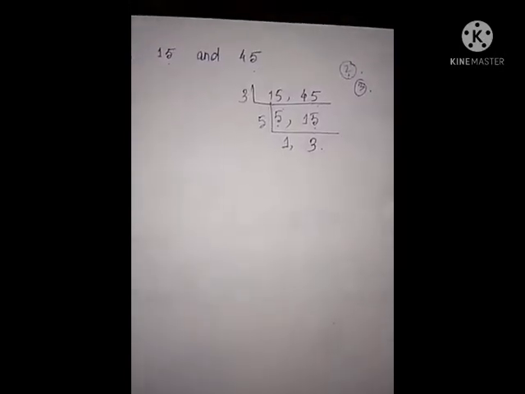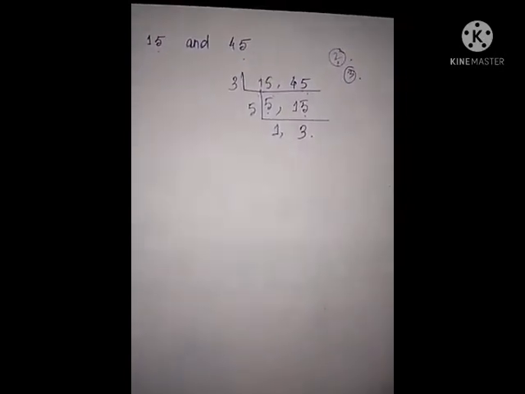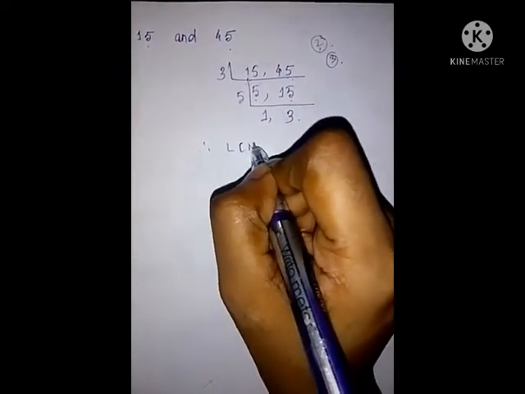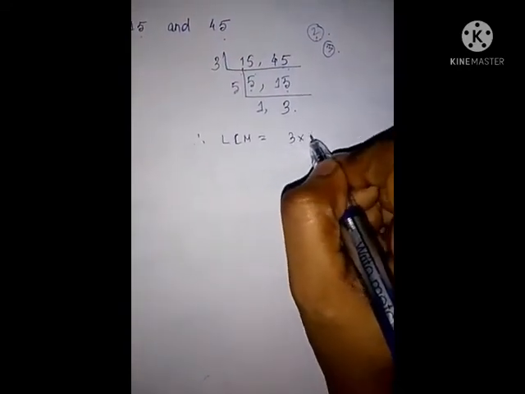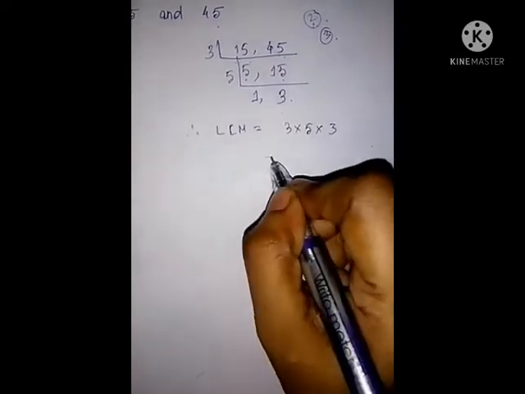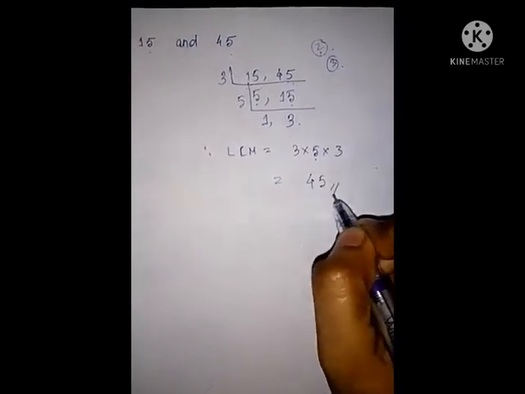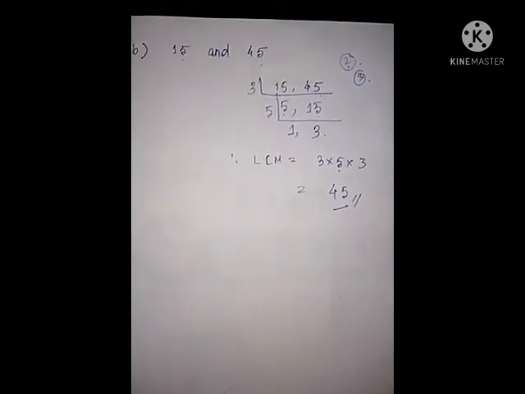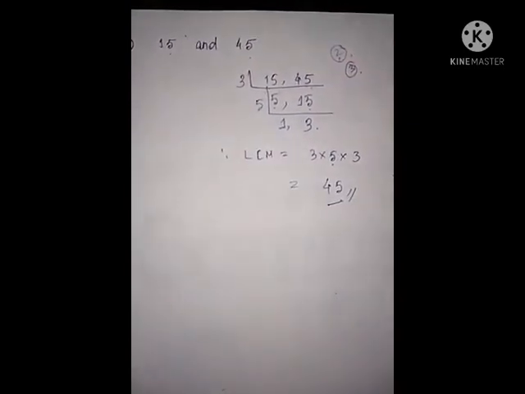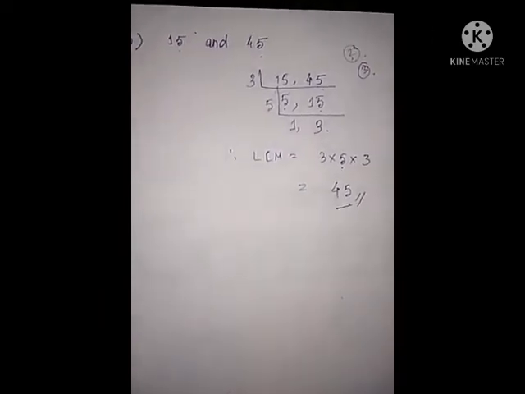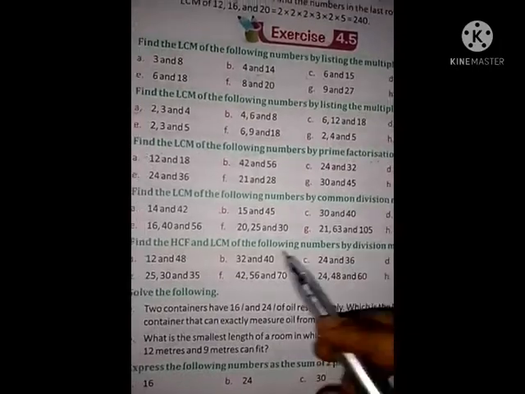So see, we have got the prime numbers. Okay, now therefore LCM is equal to 3 into 5 into 3, 15, 45. So this is the answer. 45 is the LCM of 15 and 45. Okay, so like this do the other examples.